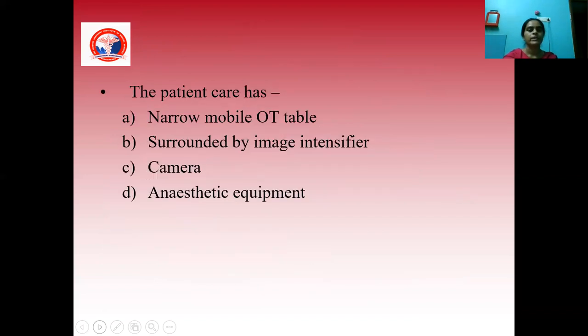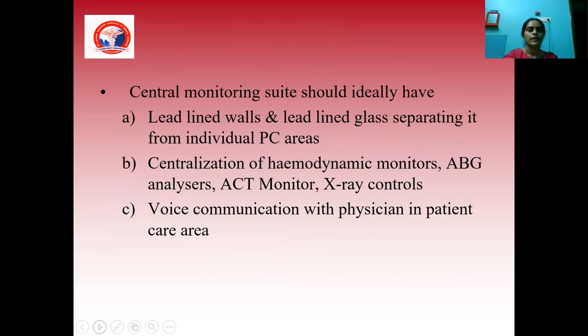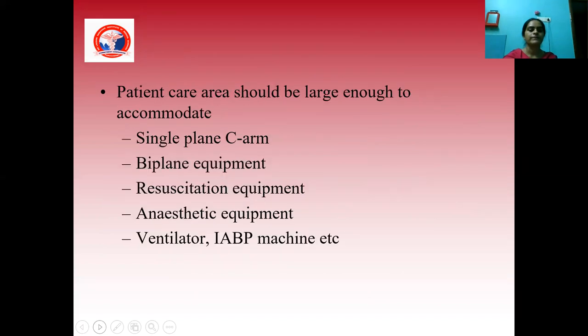The patient care area has a narrow mobile OT table surrounded by very large image intensifiers, cameras, anesthetic equipment, everything. The central monitoring area should ideally have lead-lined walls and lead-lined glass separating it from the individual patient care areas. There should be centralization of hemodynamic monitors, arterial blood gas analyzers, activated clotting time monitoring, and X-ray controls, with voice communication with the physician in the patient care area.